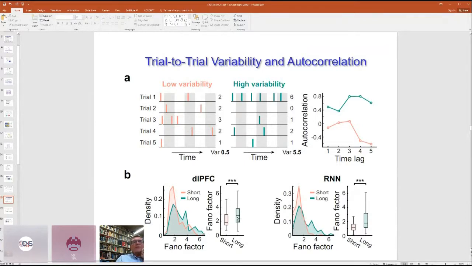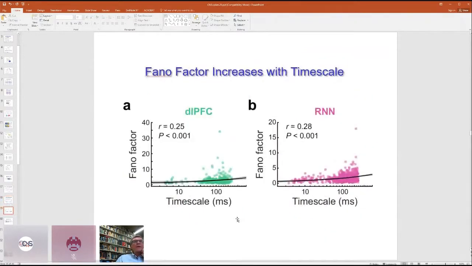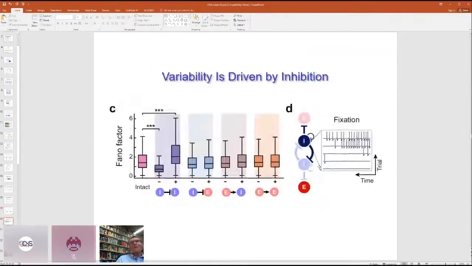So it looks as if, in addition to this prediction, we predict that the subset of interneurons that are responsible for the delay period activity will have a high Fano factor. And indeed, this is what's seen in the dorsolateral prefrontal cortex data compared to the recurrent network data. The longer the time scale, the higher the Fano factor. So all these pieces of evidence are pointing in the same direction.